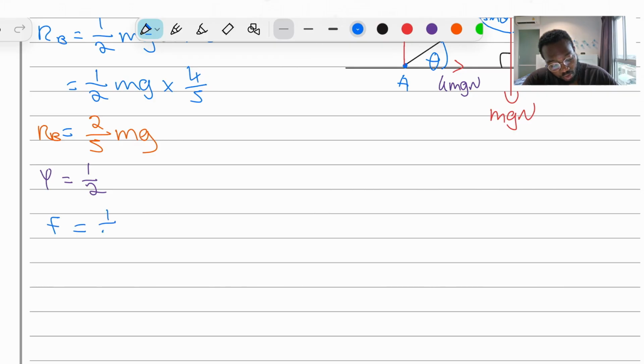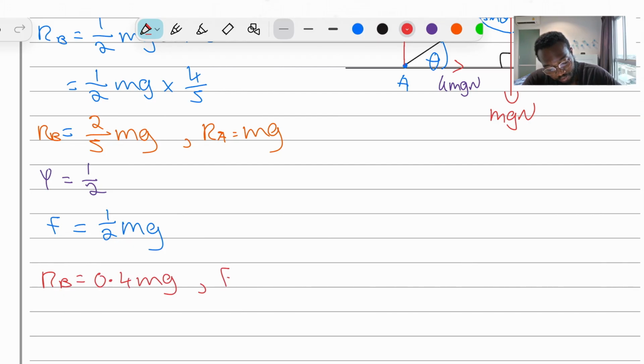So F is equal to a half times RA. Now, RA is just going to be mg, same as the previous question. So we know that F is equal to a half mg. Maybe we write this in decimal form, as it'll be easier to visualize. So we have RB is equal to 0.4 mg, and F is equal to 0.5 mg.